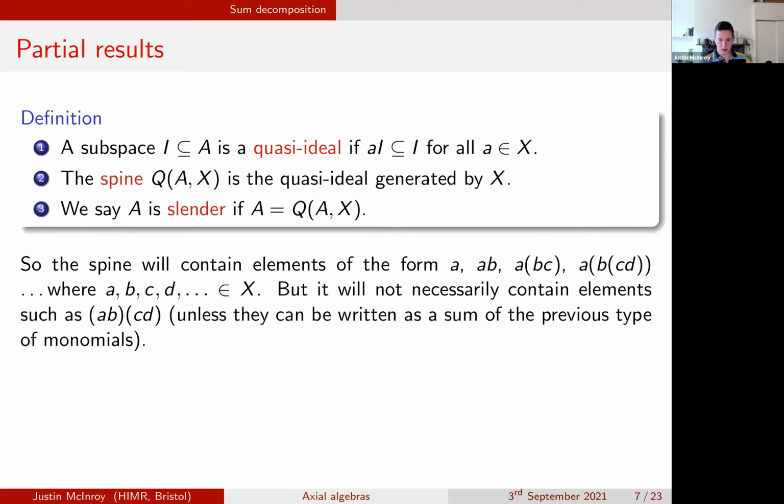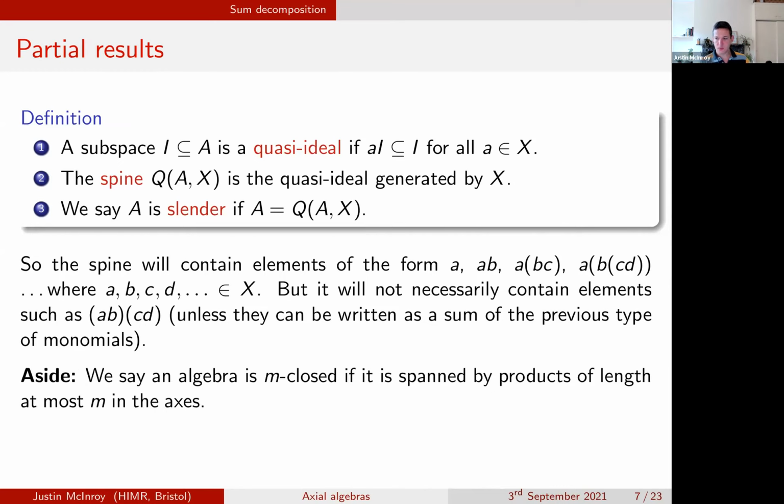Okay, so hopefully that gives you a little bit of an idea of what the spine looks like. And it turns out, I've got this aside which says that basically an algebra is M-closed for some M if it's spanned by products of length at most M in the axes. So in particular, if you only get up to length 3, then all elements here are of this form. So every 3-closed algebra is slender.